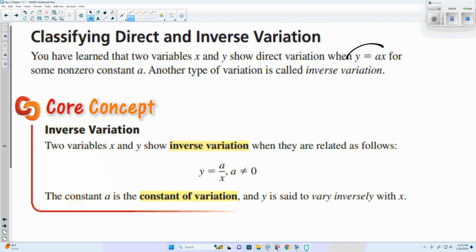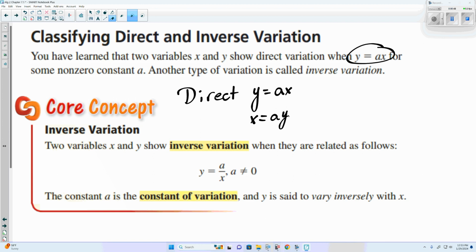So direct variation, y equals a times x, is the main form that this equation comes in. Now we could say x is equal to a times y. Either one of these does work. Now if we do get the variable a by itself, the two other ways that this equation can be written are these here.